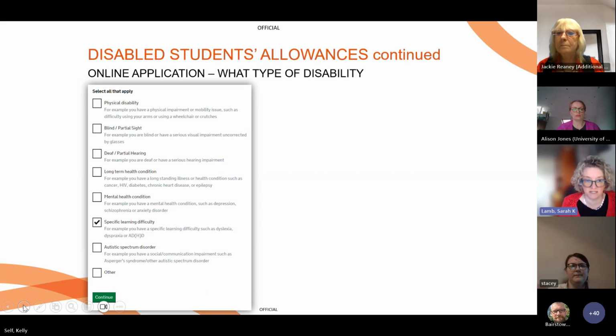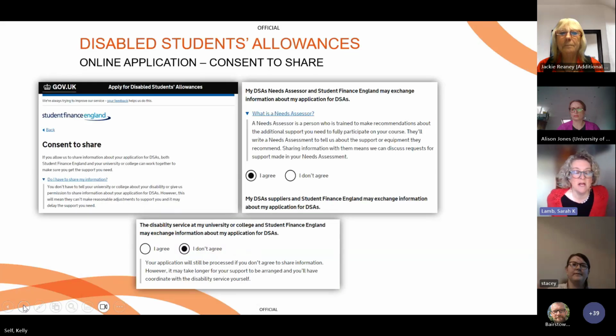So this is like a tick box of how to, gives you a little bit of a definition of the different disabilities, and you can choose that, and then it will take you through onto the next page, which will give you information on consents to share. Next slide, please. Now, this is a really key page, particularly for the disability advisors on us, and for us to be able to support you with the process. So they will ask you to give consent to share to your needs assessor. Now, the needs assessor is the person who makes the recommendations for the additional support through disabled students allowance.